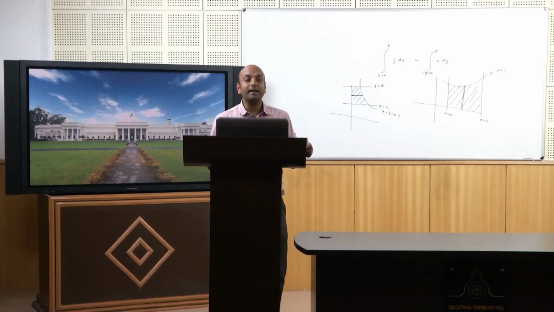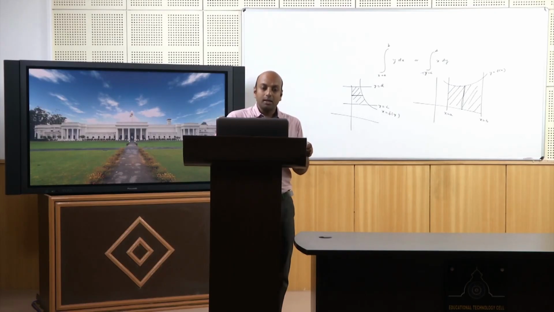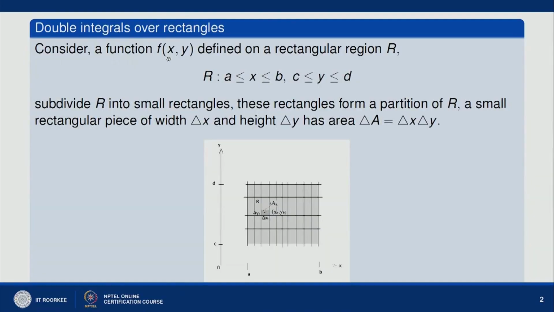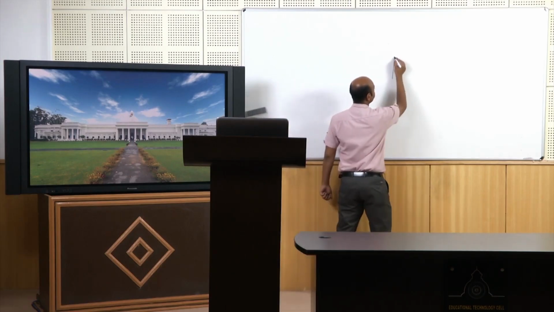Now how can we define double integral? Okay, the double integral. So double integral over rectangles. Consider a function f(x,y) defined on a rectangular region R, where x is varying from a to b and y is varying from c to d. So you have a rectangle now. Suppose you have a rectangle.